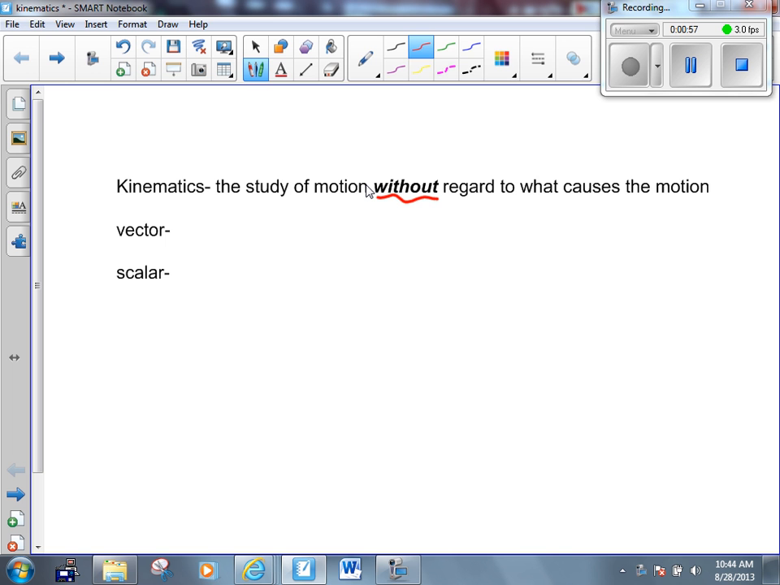Before we do, however, we have to distinguish between two terms, a vector and a scalar. Now, you guys have done these before in Science 10. But I've got a better way of helping you remember what the difference between a vector and a scalar is.